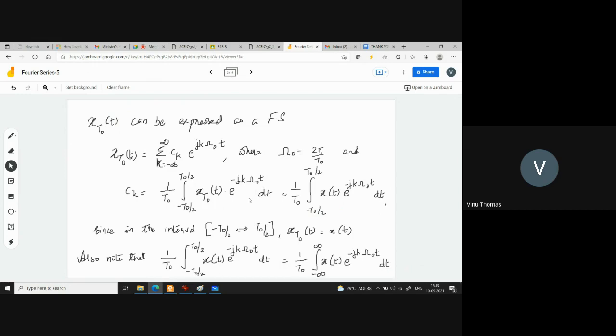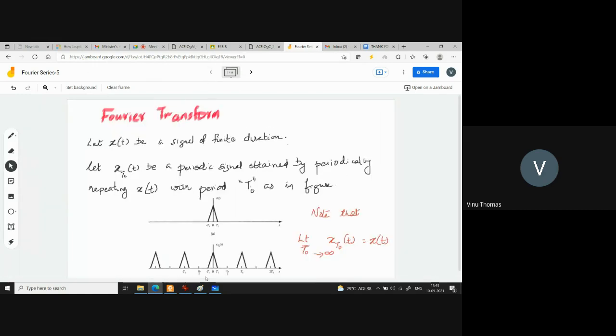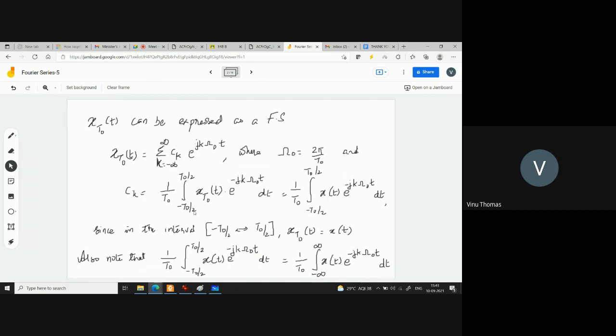Fourier series expansion. Now observe that within the limit minus t0 by 2 to plus t0 by 2, x t0 of t is equal to x of t. So I can rewrite that integral as 1 by t0 integral from minus t0 by 2 to plus t0 by 2 of x of t e raised to minus jk omega 0 t dt. This is because in the interval minus t0 by 2 to plus t0 by 2, x t0 of t is equal to x of t.